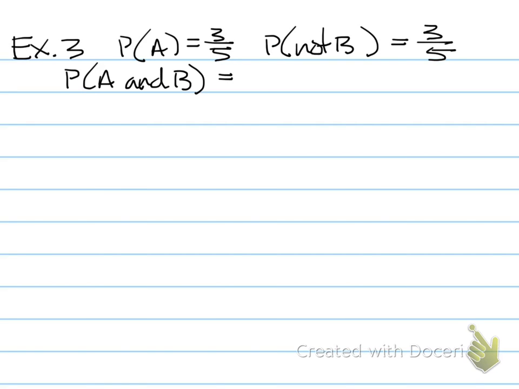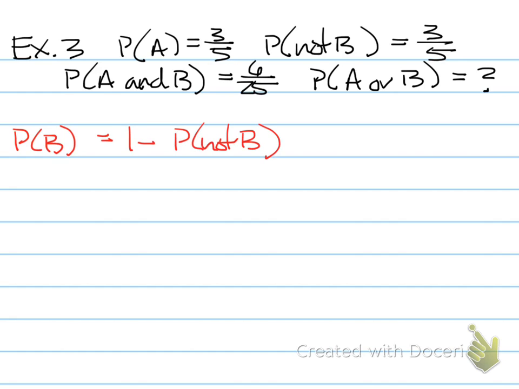And next example, we're given several probabilities. We're trying to find the probability of A or B occurring. Now, if you take a look at this problem, we see that the probability of not B is 3/5. So the probability of B is the first thing that we need to find. If we subtract 3/5 from 1, we get 2/5. And if I add 3/5 and 2/5, I get 5/5. If I multiply 3/5 times 2/5, then I get 6/25.